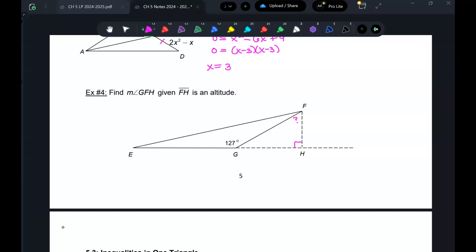These make a linear pair. Supplementary. They're 53. Corresponding. The question mark is 27. Wait, are we sure? Not parallel. Let's see. The question mark is 53 plus 90 plus the question mark. Is it 37 or 27? 53 plus 90 plus 37.